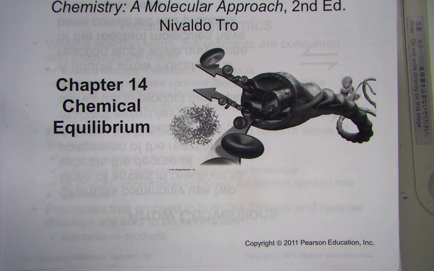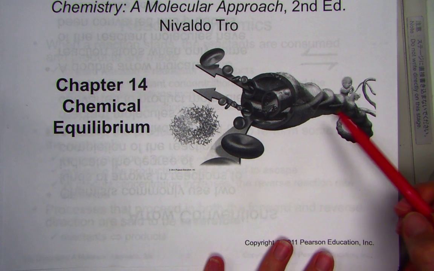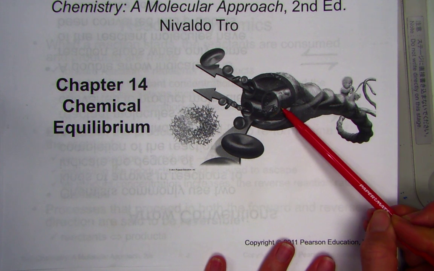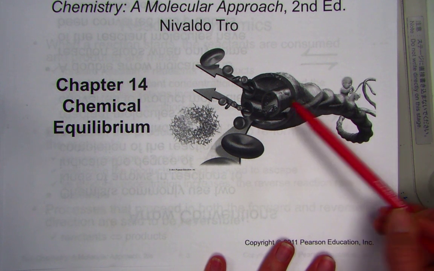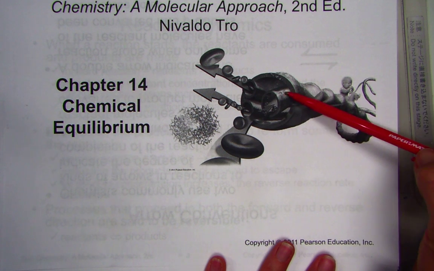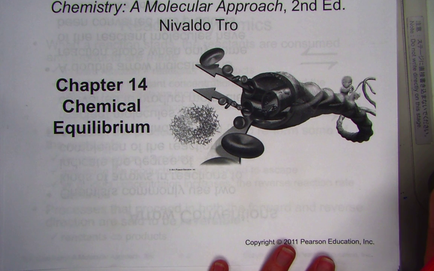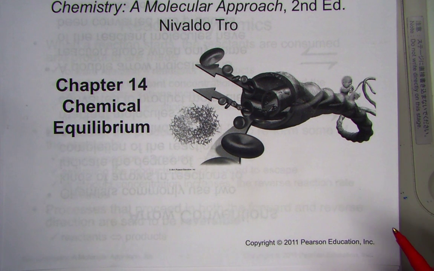Our chapter 14 is discussing chemical equilibrium. I notice on the opening slide here is a heart valve or a blood vessel in which you have an equal amount of blood vessels heading in as out, an equal but reverse process. Chemical equilibrium begins to explore reversible reactions.